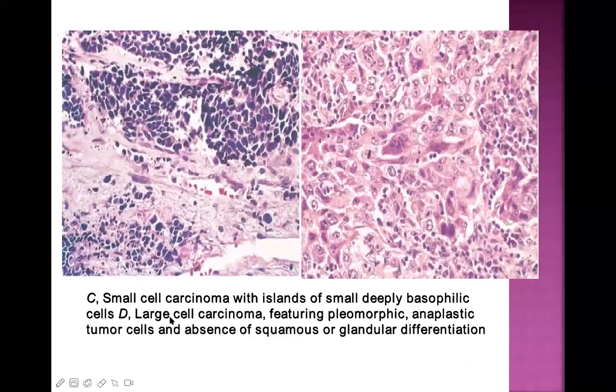Now the small cell carcinoma is also shown here. These are small blue rounded cells, small cell carcinoma of the lung. And these are large cell carcinoma. The nuclei look quite big in size. So they are the four main types: adenocarcinoma, squamous cell carcinoma, small cell carcinoma, and large cell carcinoma.